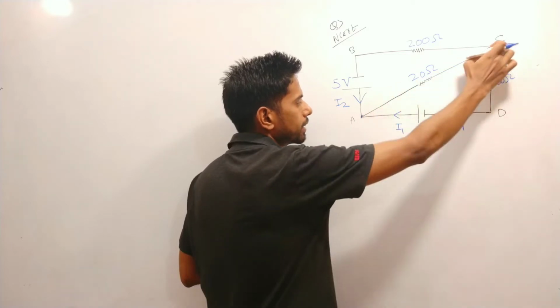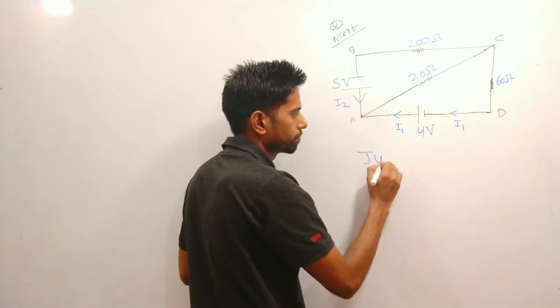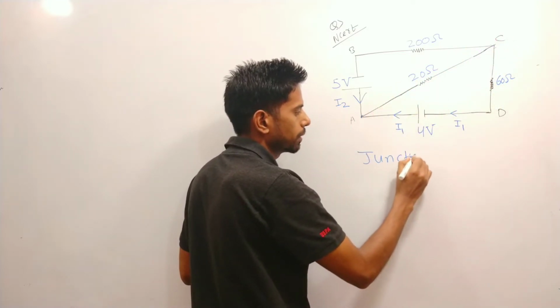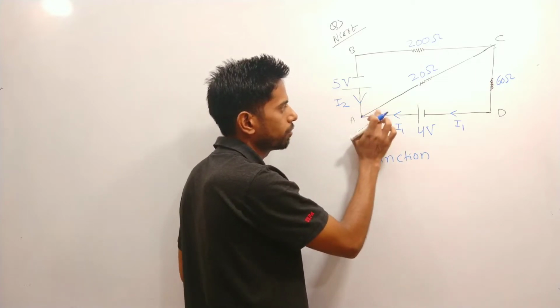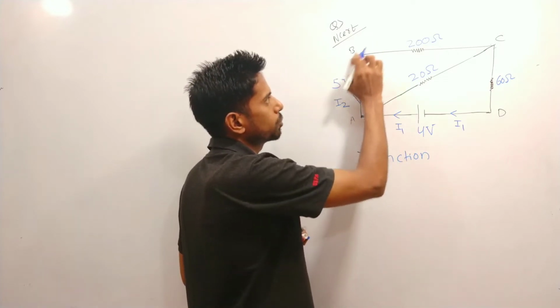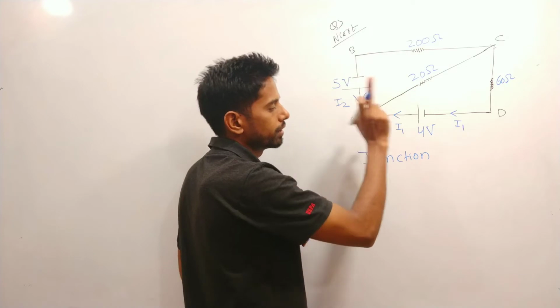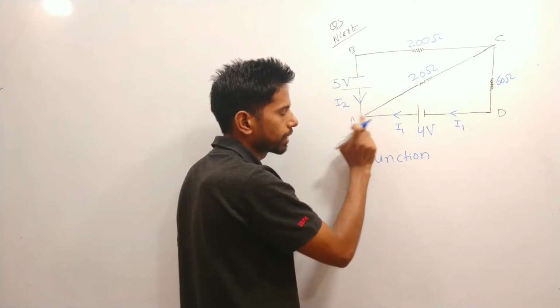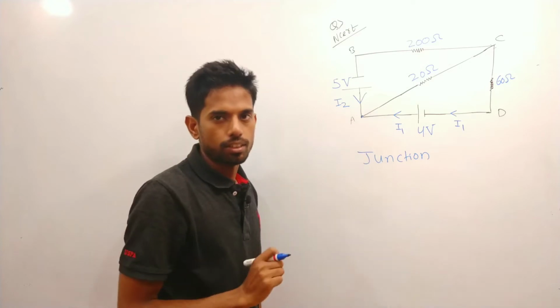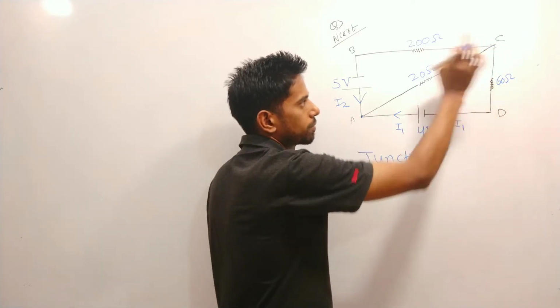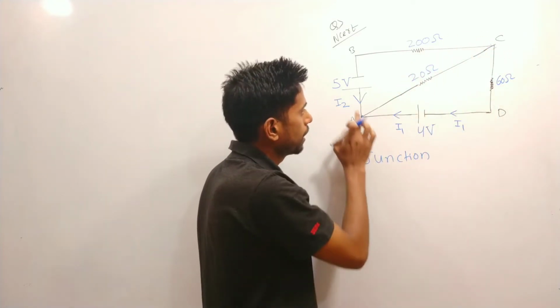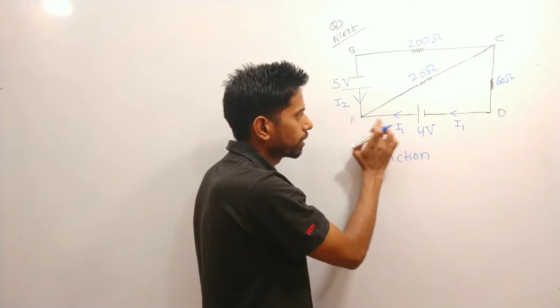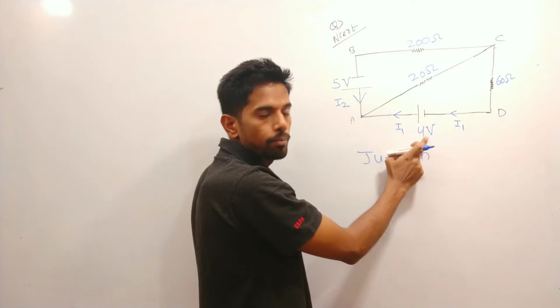A and C are called junctions. Why are they called junctions? Because there are 3 wire connections. These 2 are not junctions. Whenever there is a 3 wire connection, we can say that this is a junction. This is also a junction. Now see, I1 current is flowing due to the 4 volt cell.